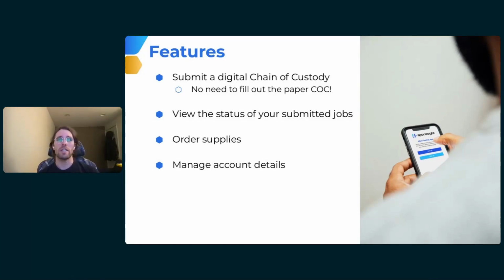You can view the status of your submitted jobs. Instead of having to email or call us, you can check on the app to see if we've received your samples in the lab or if they're ready to be reported, etc. There's a link to our shop, so if you need to order more aerosols or a new sampling pump, you can click into the shop from our app, and also manage your account details. If you move offices or update your phone number or email address, you can do that all from the app as well.